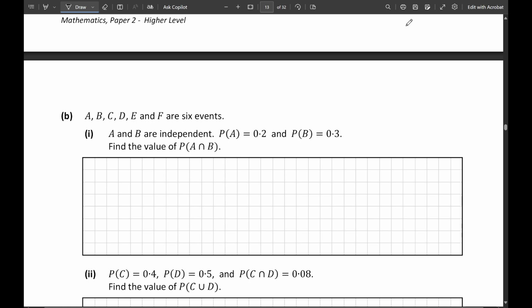A, B, C, D, E, F are 6 events. A and B are independent. Standard thing. So if they're independent, the probability of A intersect B is just probability of A times probability of B. So 0.2 times 0.3, which will just be 0.06.